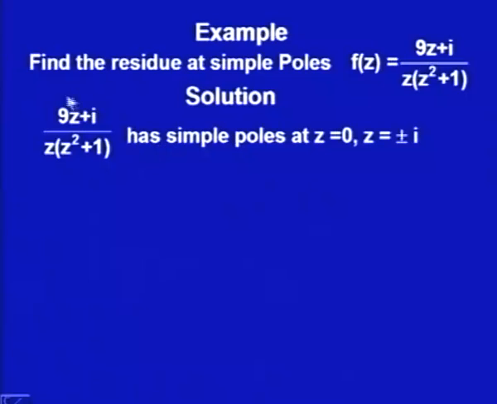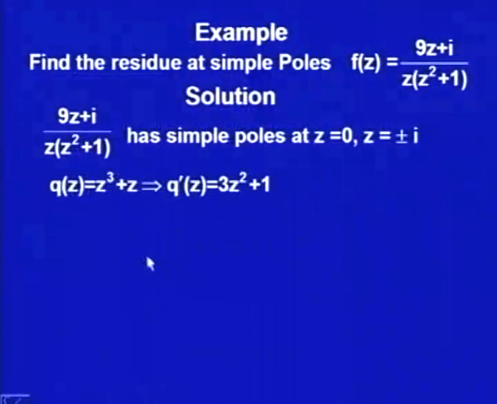What it says is that this function (9z plus i) upon z into (z squared plus 1) will have simple poles at z equal to 0 and plus minus i. So, you see I have used this relationship between the poles and zeros to find out the poles, and we found out that this has simple poles at 0 and plus and minus i. So, let us find out the residue at all these isolated singular points, that is at all these simple poles. We would use the formulas we just found.